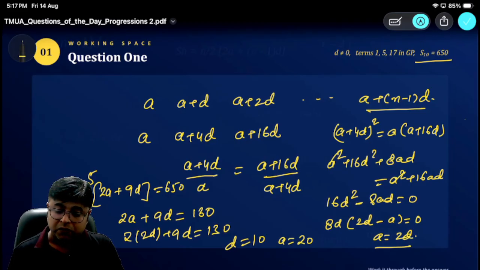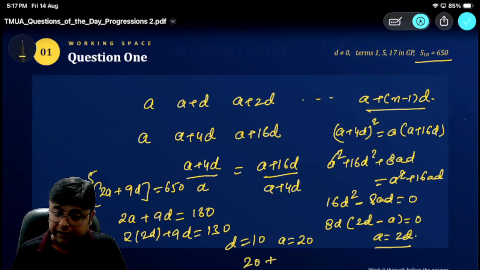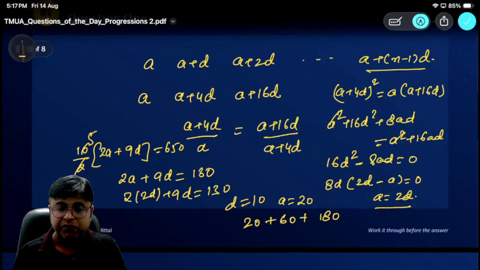Now, the terms which are in GP will be A, which is 20, then A plus 4D, that is 20 plus 40, 60, then A plus 16D, that is 20 plus 160, 180. So it is a GP with common ratio 3.